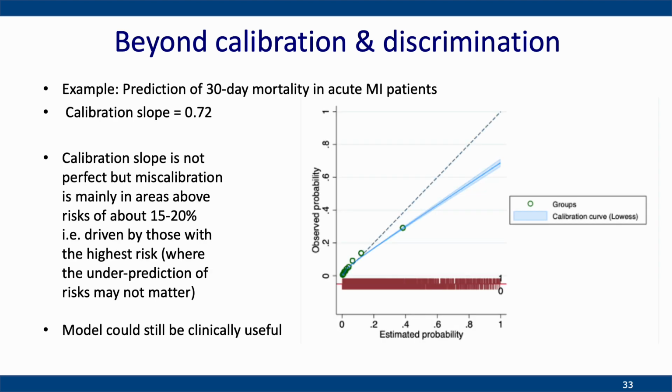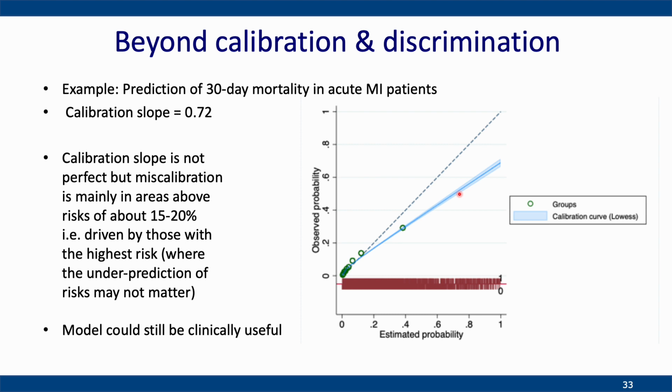Here's an example of a model, and this is an external validation of a model predicting 30-day mortality in acute myocardial infarction. Here we see the calibration plot from before, and we see that, as mentioned, there is miscalibration in the higher range. So higher risks that are predicted from the model are not as well calibrated as lower risks. The calibration slope is 0.72. So there's clear miscalibration. But the miscalibration is mainly in areas of risk above, well, maybe 15 to 20%.